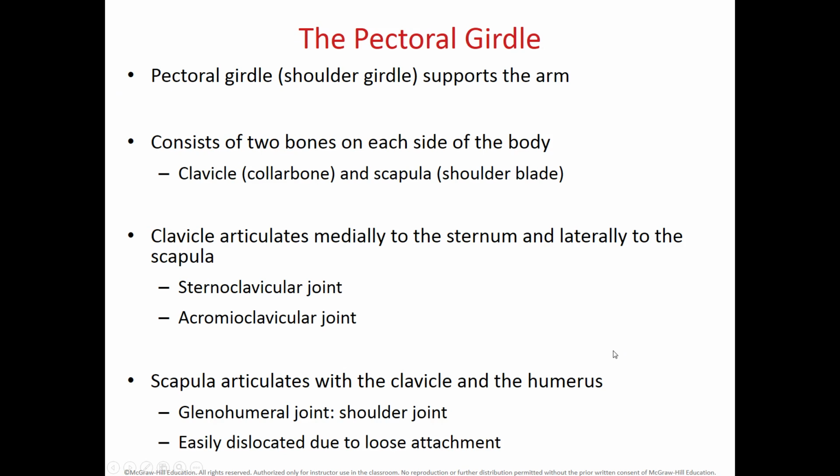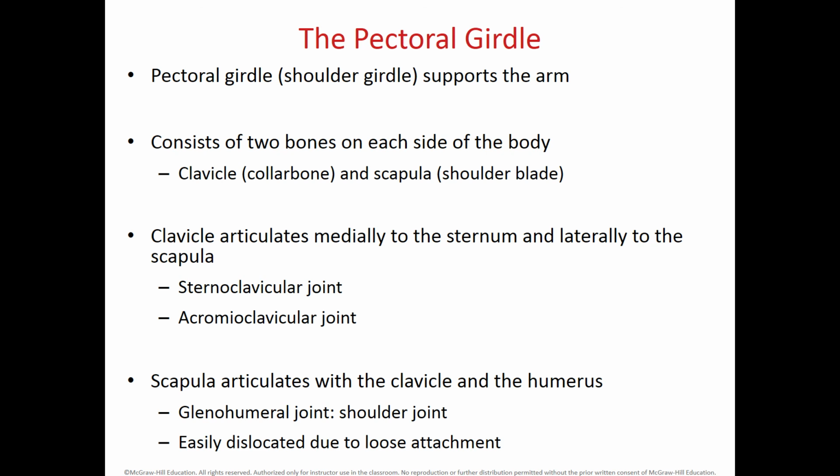Okay, so that's all for the axial skeleton. Now let's talk about the appendicular skeleton. So we have the pectoral girdle, which is also known as the shoulder girdle, that helps to support the arm. It consists of the clavicle or collarbone and the scapula or shoulder blade. The clavicle articulates medially with the sternum and laterally to the scapula, forming the sternoclavicular joint and the acromioclavicular joint.